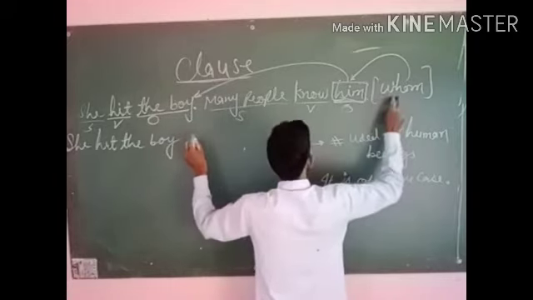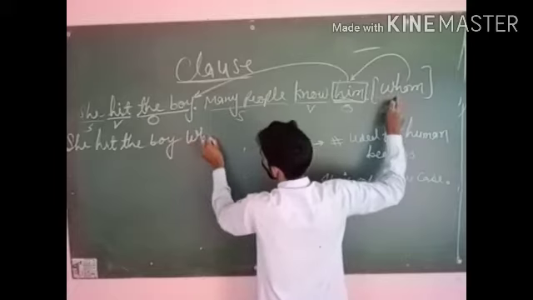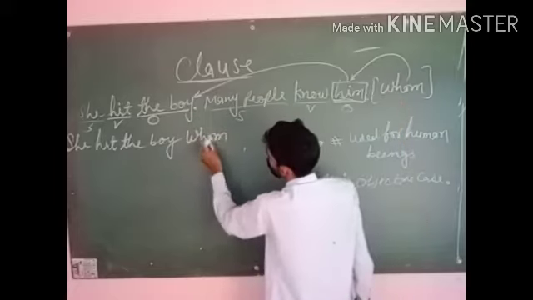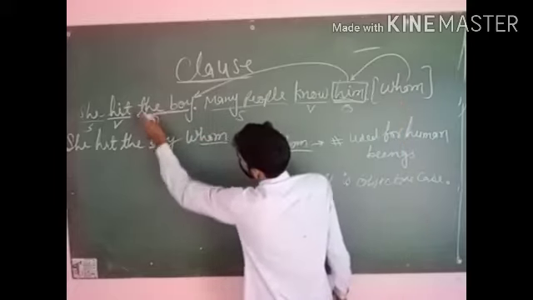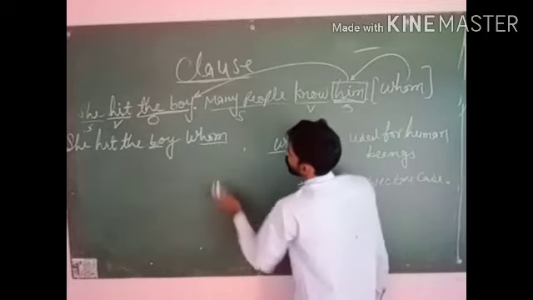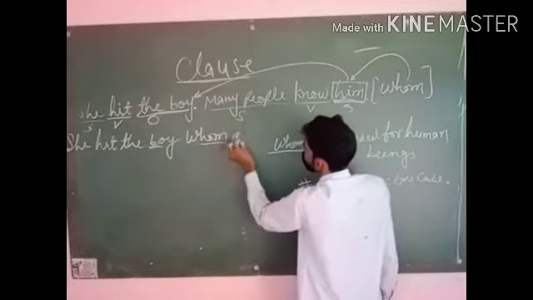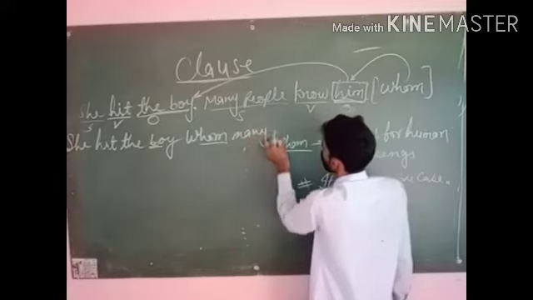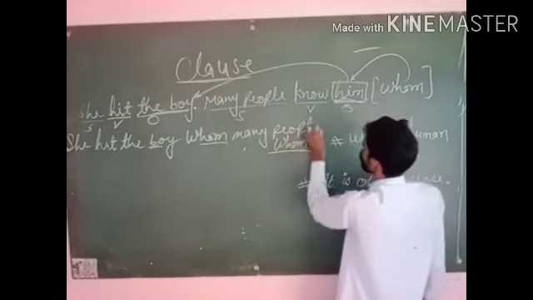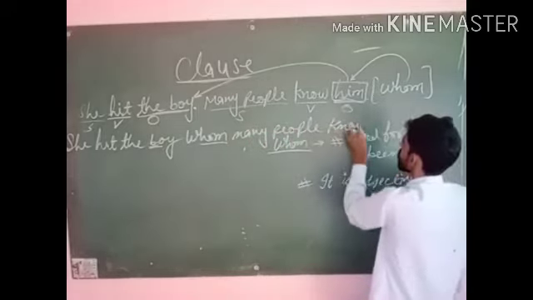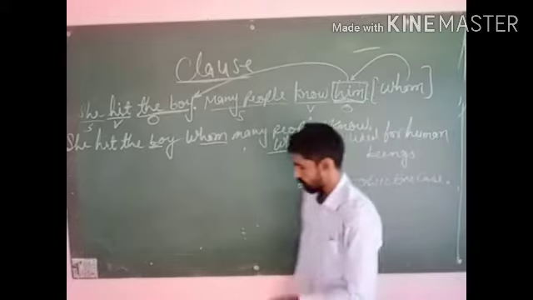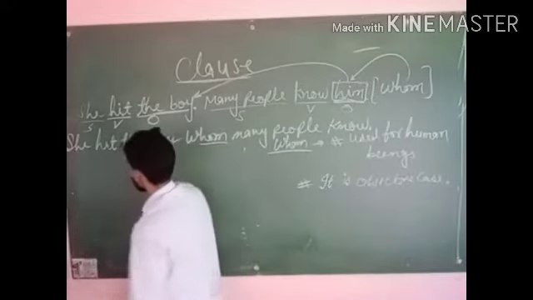After that we have to write here whom, because we have to put this near the structure for which it has been used. Whom, many, the remaining portion, many people know. This is the answer to this question. See the next question.